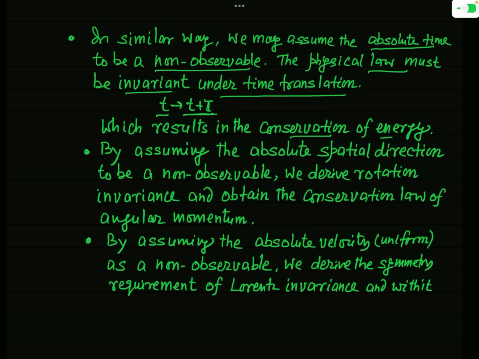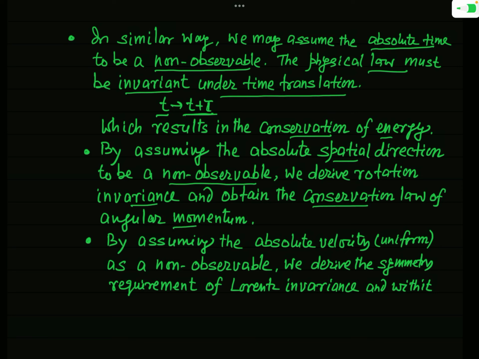Now you know angular momentum is also a conserved quantity, and this conservation of angular momentum corresponds to the symmetry associated with spatial direction in space. If you assume that the absolute spatial direction is a non-observable, then we derive a rotation invariance, and this rotation invariance leads to the conservation principle of angular momentum.